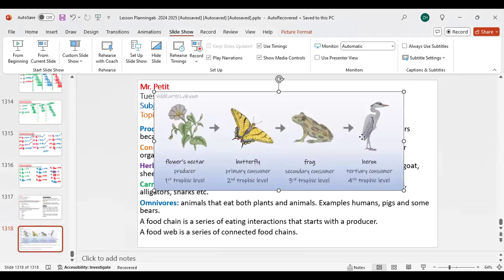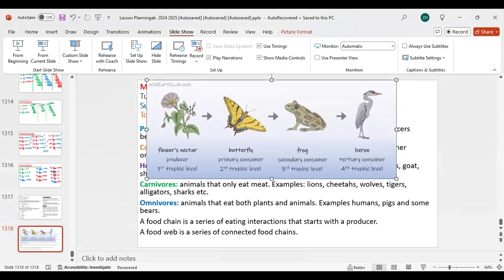Notice it's linear. So we have the plant eaten by the butterfly. The butterfly is the primary consumer. Then we have the frog, which is the secondary consumer. Then we have the heron, which eats the frog. It's the tertiary consumer. So the butterfly eats the plant, the frog eats the butterfly, and the heron eats the frog.